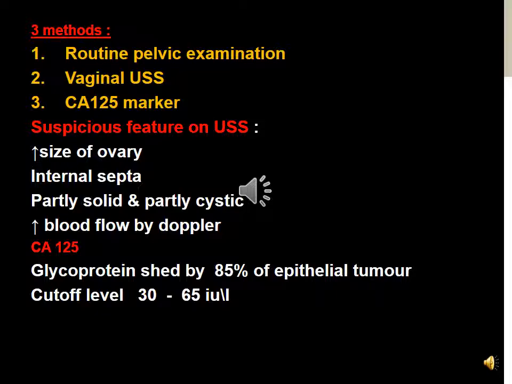The CA125 is a glycoprotein shed by 85% of epithelial tumors. Only the mucinous give the negative value. The cutoff value is 65 international units per liter. Any value more than 65, we have to subject the patient to further evaluation.